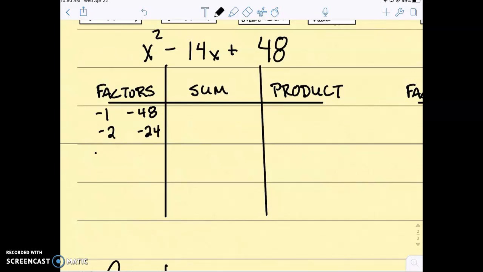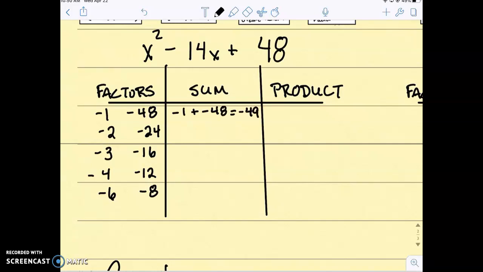Let's see, we have negative 3 and negative 16. We have negative 4 and negative 12. We have negative 6 and negative 8. And then we can stop because the next factor after 6 would be 8, and then we would just be starting over again. Negative 1 plus negative 48 is negative 49.